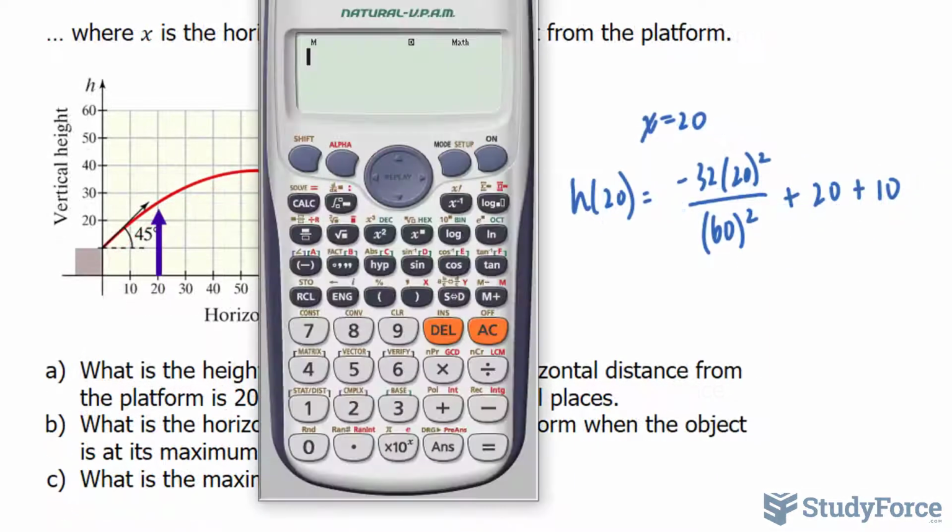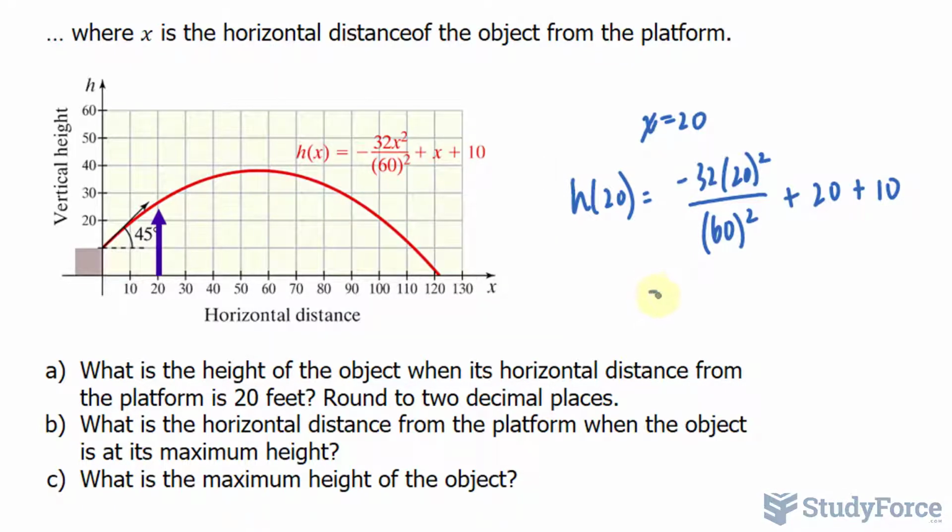Now, using our calculator, we can actually substitute this in and find the height at 20 feet. So I have negative 32, parentheses 20 raised to the power of 2 divided by 60 to the power of 2. That's this part, plus 20 plus 10, and we end up with 26.4 repeating. Now, what this tells us is the vertical height after 20 feet. So I'll write down 26.4 feet.